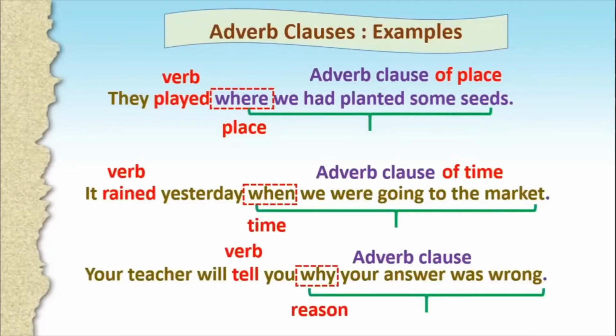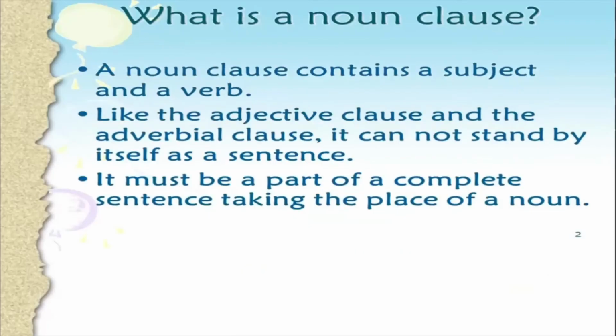So children, we have done this. Let's move on to the next type, the third type of clause, which is the noun clause. Again, very simple. When we started off with the lesson, it was looking difficult, but now see, it has become so simple. A noun clause contains a subject and it contains a verb. This we all know. All types of clauses contain a subject and a verb.